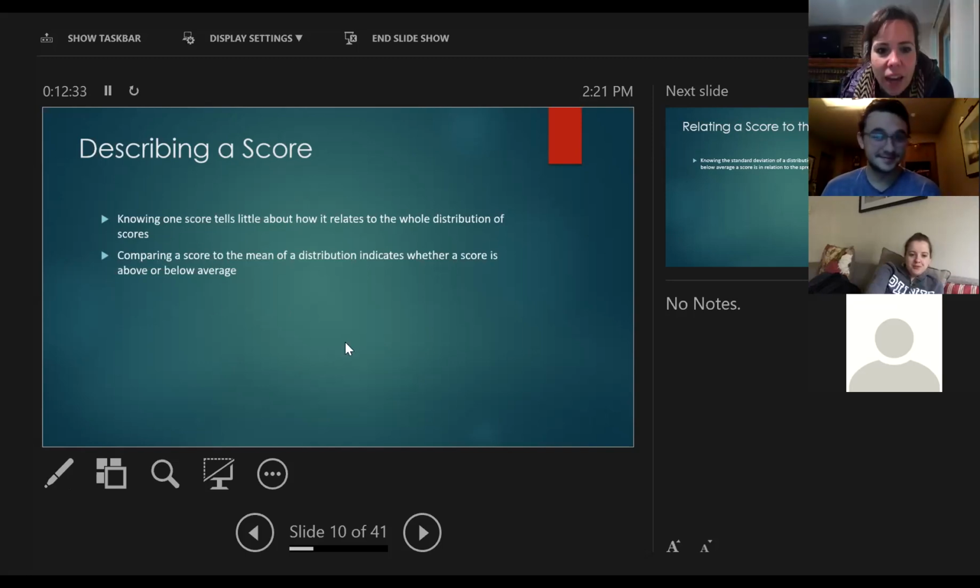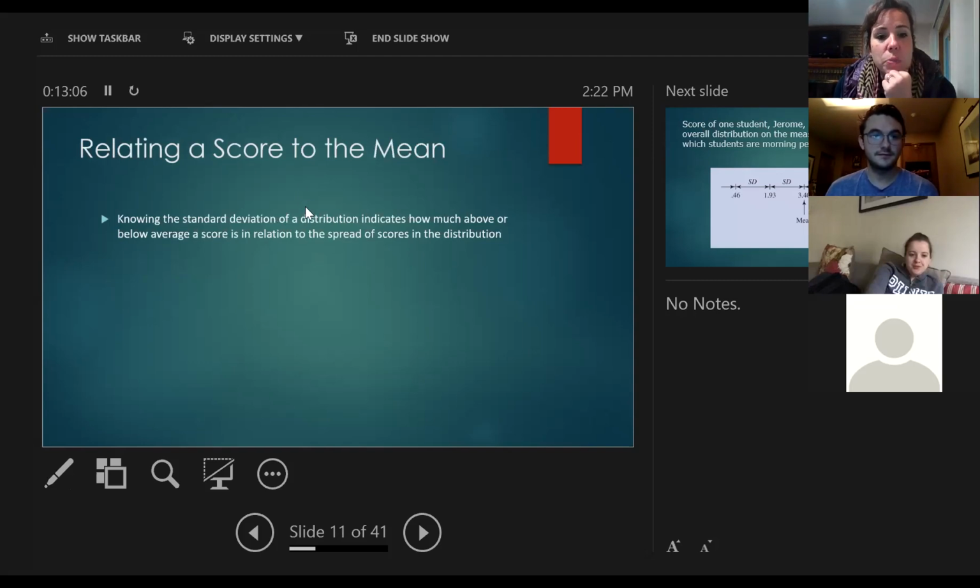Okay, so comparing a score to the mean of that distribution will show you whether it is above average or below average. And that's what's meaningful. So you know how to interpret it. So this is why we do what we do. We figure out the mean, we figure out the standard deviation, and then to be able to compare two different sets of scores and know how they relate, we put them on what's called a standardized scale, which is what the Z-score is. So we'll talk about that in just a second.